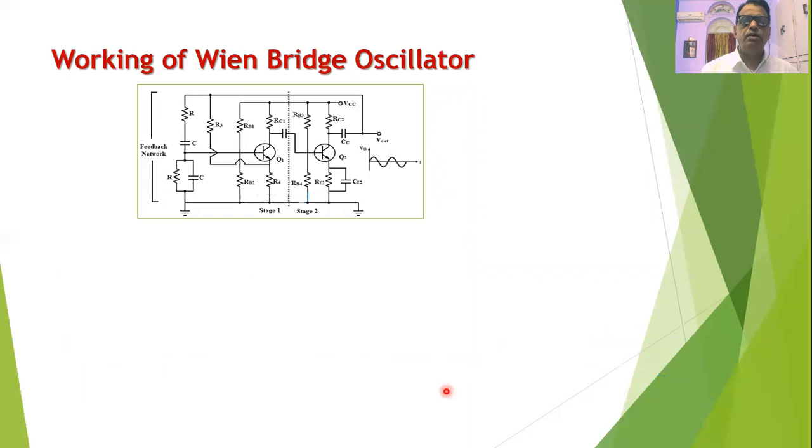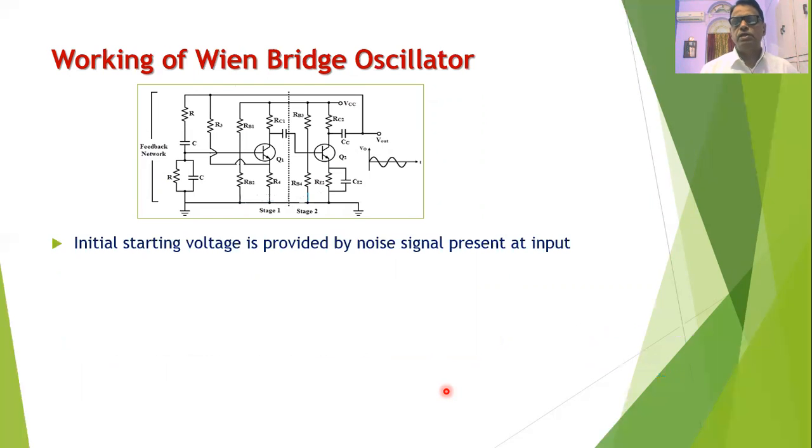Now let us understand the working of the Wien bridge oscillator. We know that in any oscillator, we require some starting voltage. An oscillator does not have any AC input, and therefore the initial starting voltage is provided by the noise signal present at the input of the oscillator.